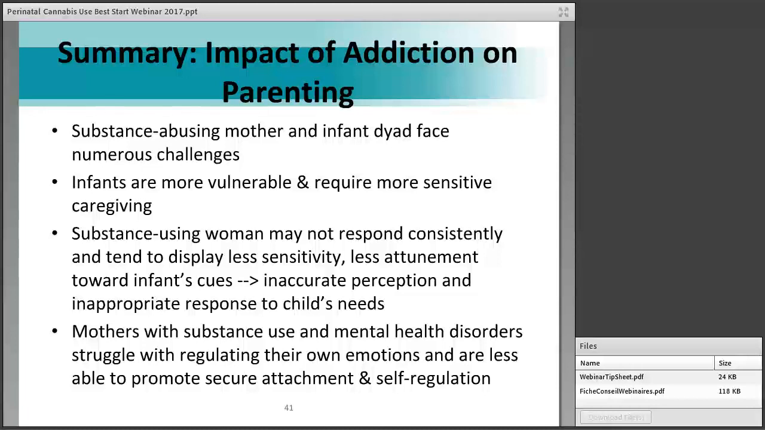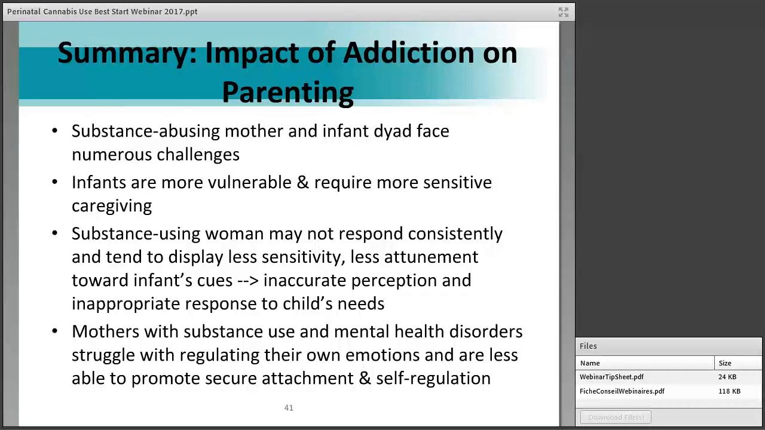So then overall, we know that substance-using moms and infants have lots of challenges when it comes to attachment and regulation. We have infants who are born more vulnerable and who require more sensitive caregiving. However, we have substance-using moms who may not be able to respond attentively to their children. They're less sensitive, less attuned to the infant cues, and it's not surprising that they have inappropriate responses to the child's needs. So therefore, these women are less likely to form secure attachments to their own children since they're struggling with their own self-regulation.